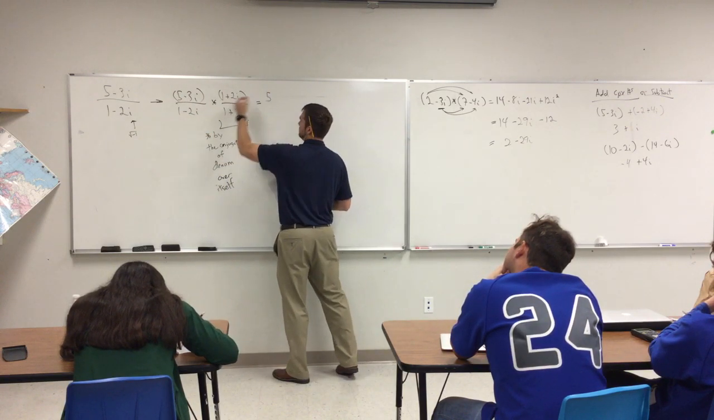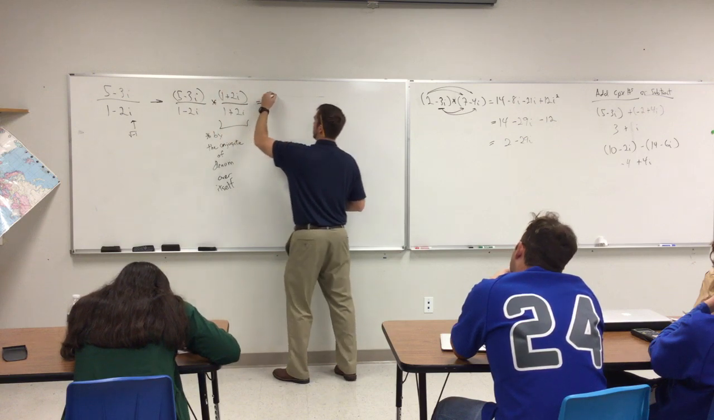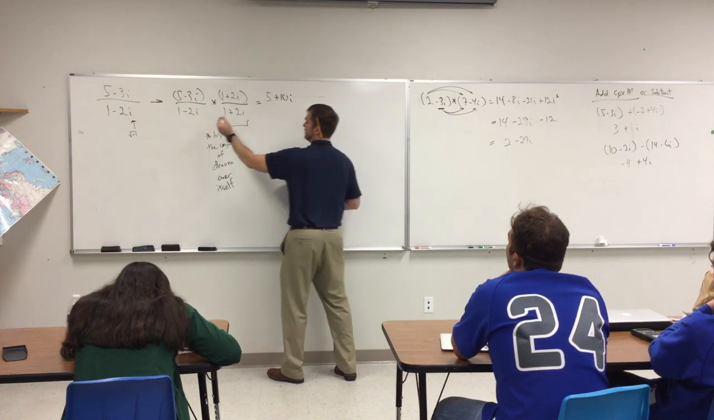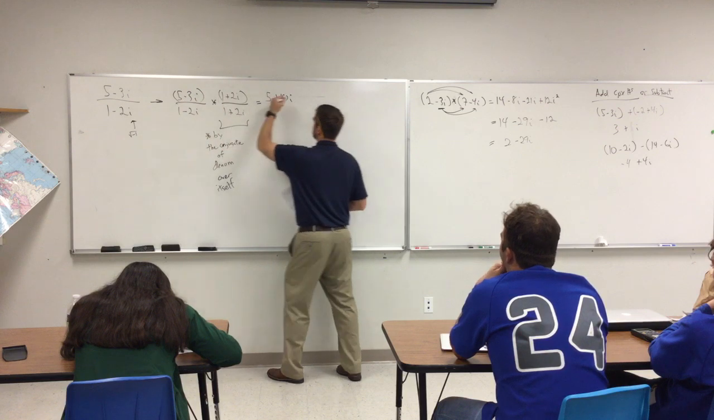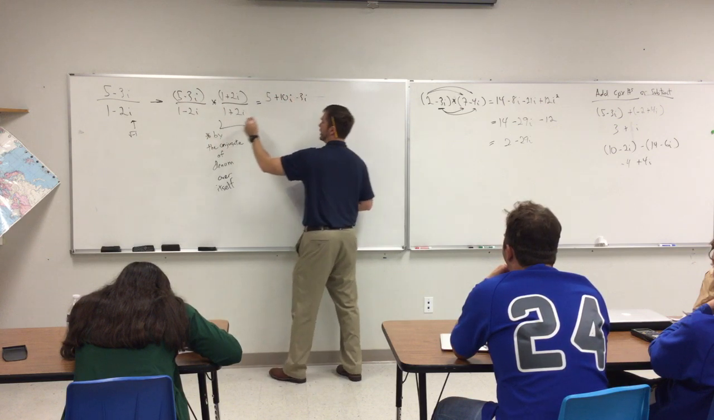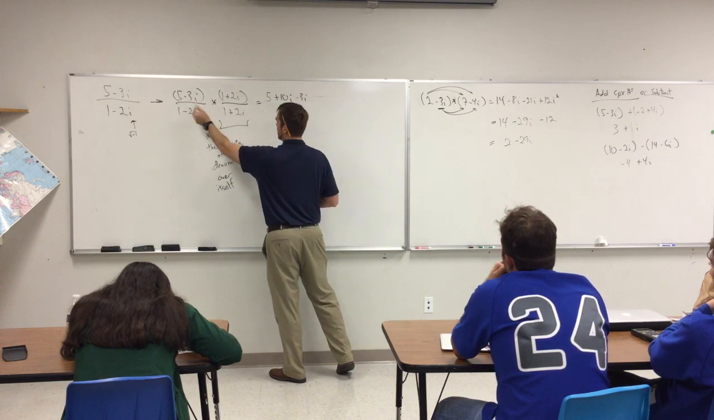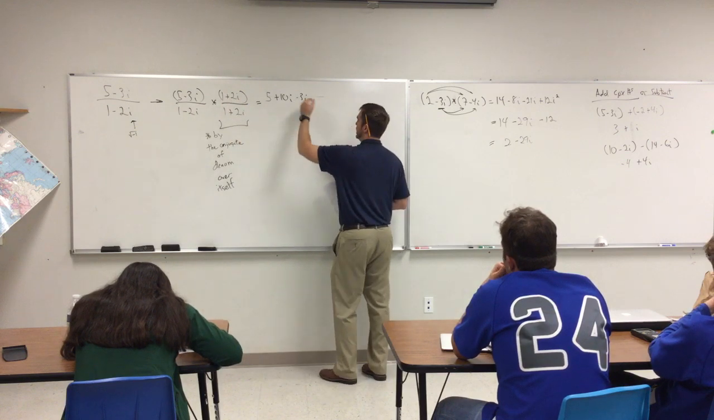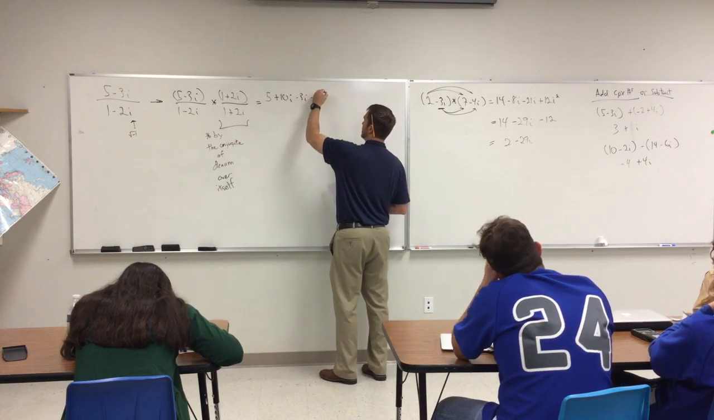5 times 1 is 5. 5 times 2i is 10i. Negative 3i times 1 is negative 3i. Negative 3i times 2i is a negative 6i squared.